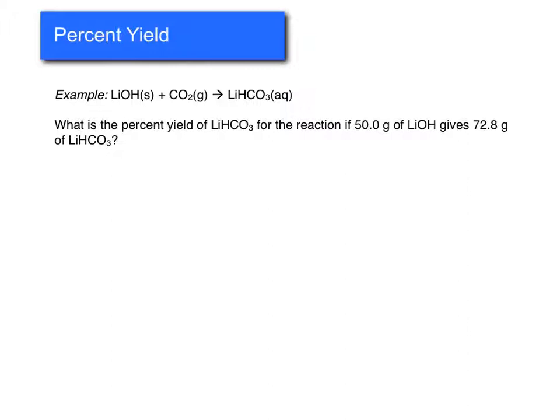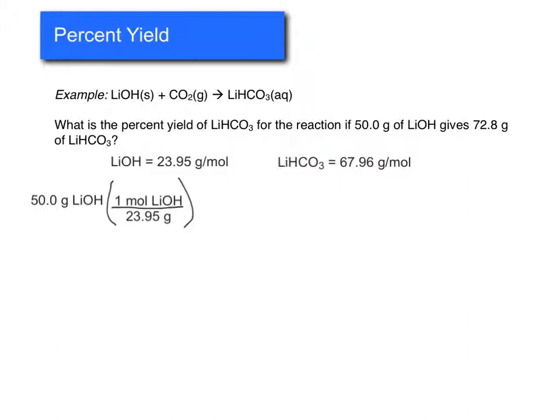And so we're going to do the same process we've been doing, going from grams to grams. So first we need the molecular mass of lithium hydroxide, which is 23.95 grams per mole. And then we're going to need the molar mass of lithium bicarbonate, which is 67.96 grams per mole. Okay, and then we can set up our calculation. So we have 50 grams of lithium hydroxide times 1 mole of lithium hydroxide is 23.95 grams. And then we're going to multiply that times our mole-mole ratio. And we didn't double check, but this is a balanced equation, so our mole-mole ratio is 1 to 1.